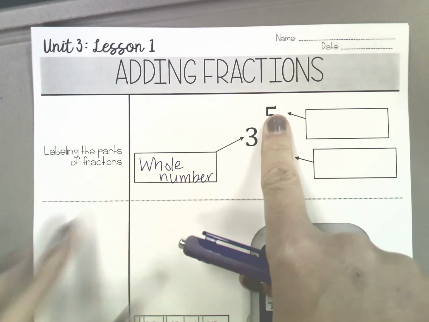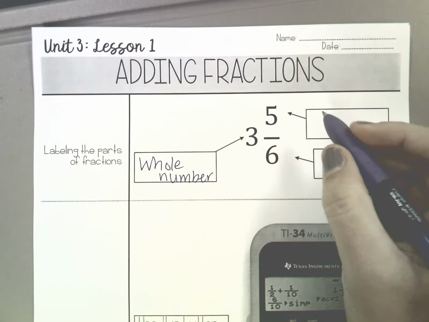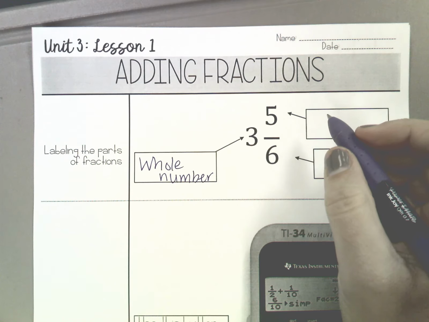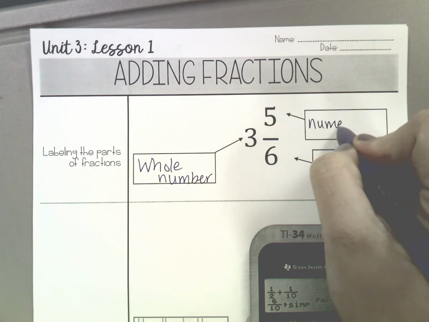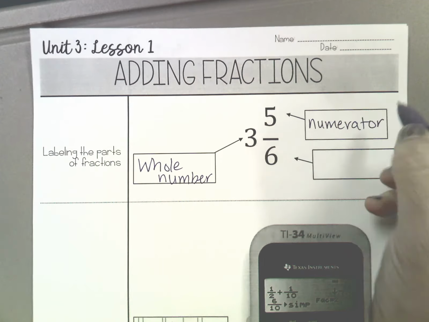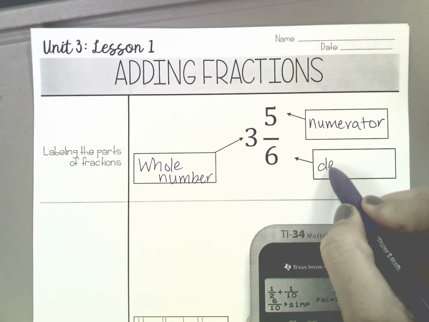The top number is called the numerator. And the bottom number is called the denominator.